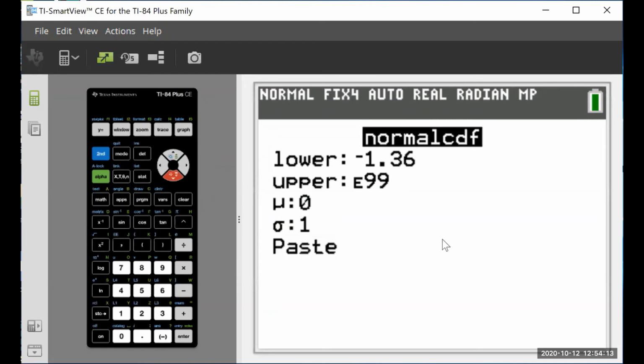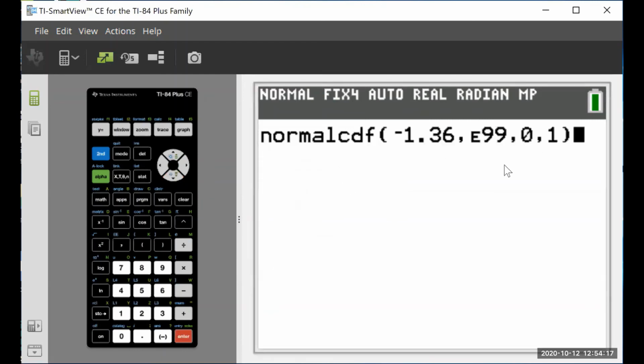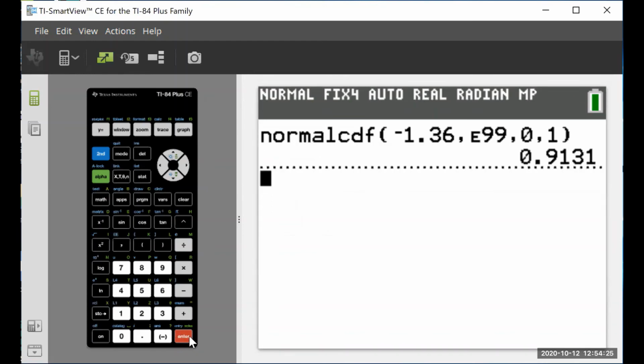Now paste that information on the main screen. This is what we have written in our note catcher. Normal CDF, negative 1.36, E99, 0, 1. Hit enter and you get the result 0.9131. So that is the area to the right of Z equal to negative 1.36.